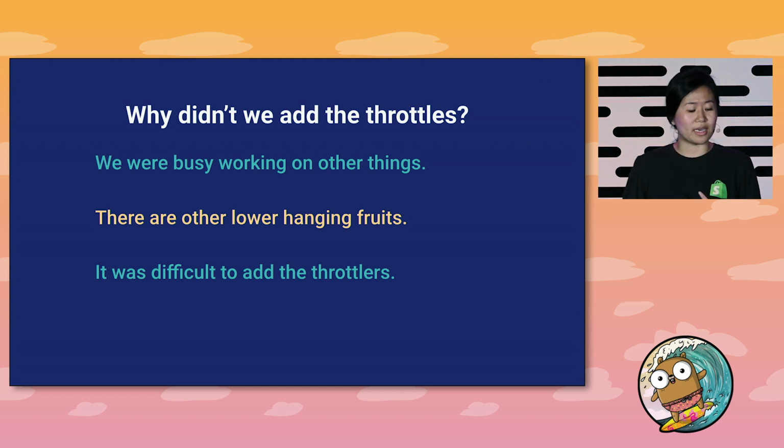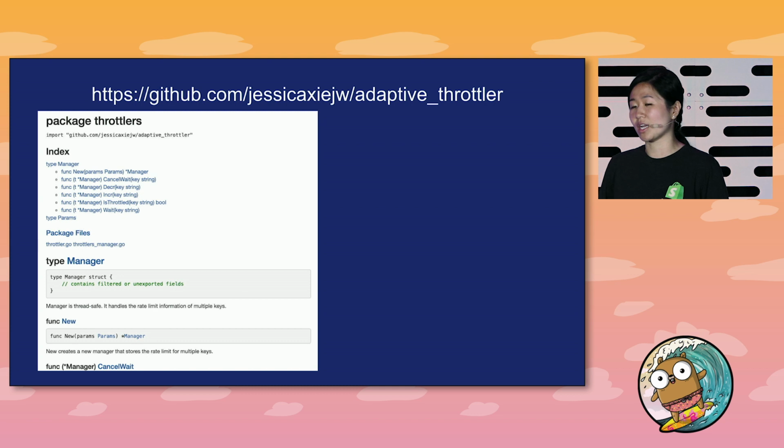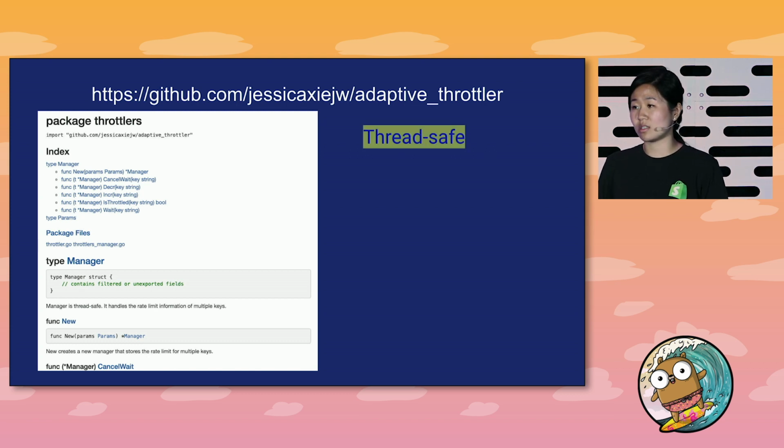So what if there's a generic library for throttlers? I'm going to skip the next slide. I did write a generic throttler library. You can check it out with the URL at the top. But in the interest of time, I'm going to skip it. There are many other good libraries out there. You don't have to use this one.